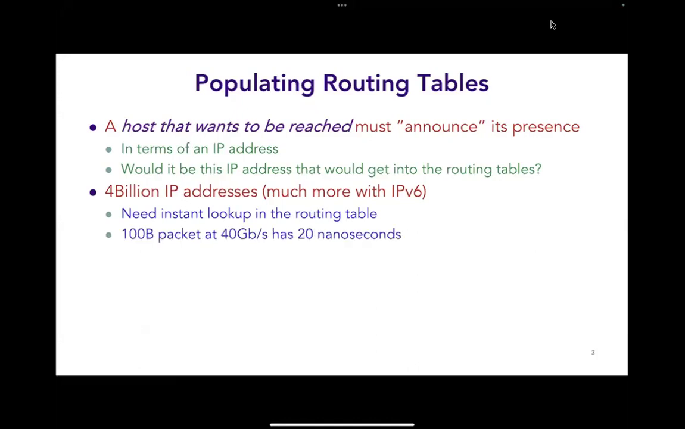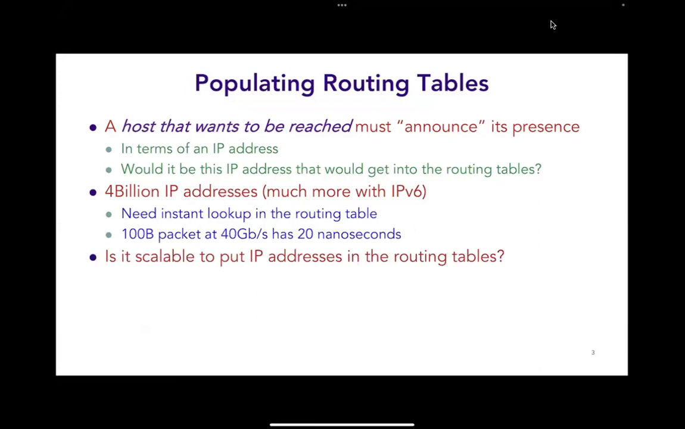For example, if we have 100 byte packets and the link is running at 40 gigabit per second, you have about 20 nanoseconds to make a decision on the fate of the packet, because the next packet is in line and will be waiting in 20 nanoseconds. So you have very little time to decide where this packet that you have just received should be forwarded to. So there is very, very little time to consult the routing table and match the destination IP address into this routing table. A routing table with 4 billion IP addresses would not be able to provide this kind of luxury.